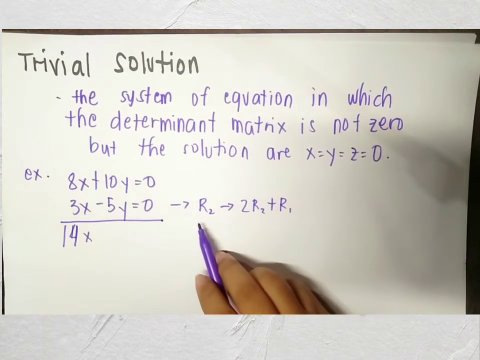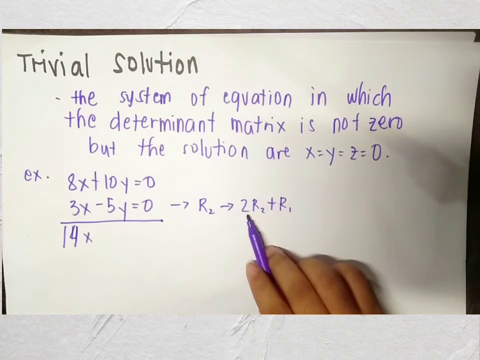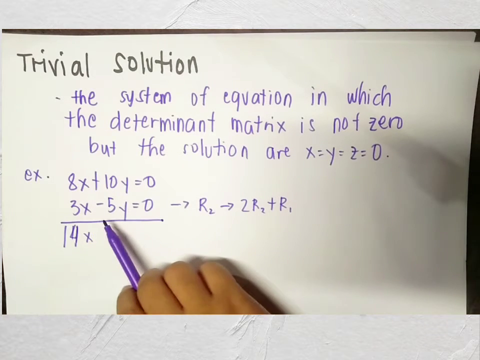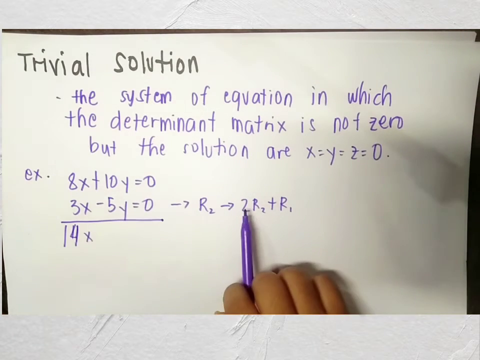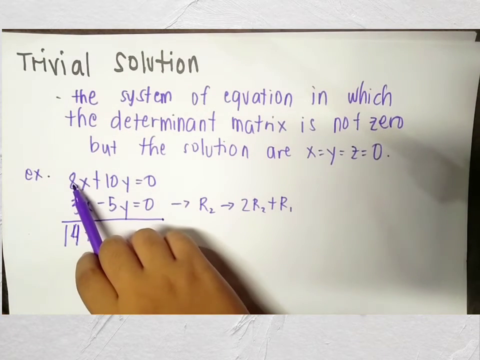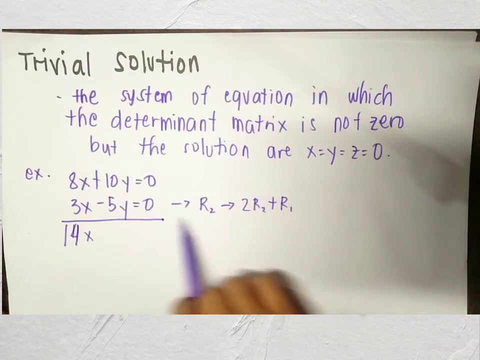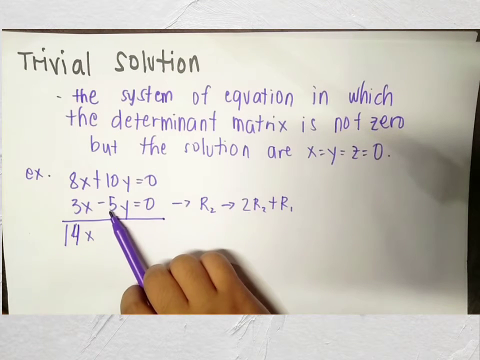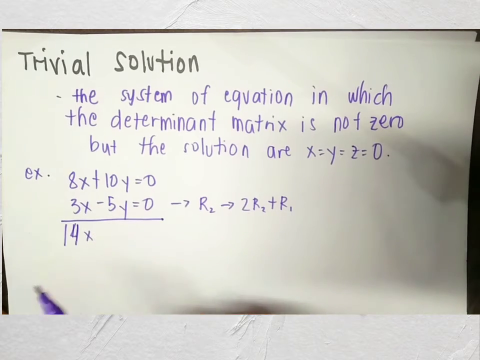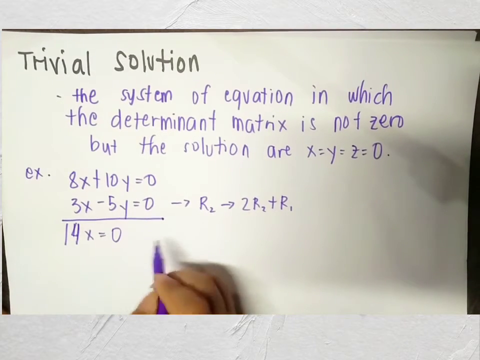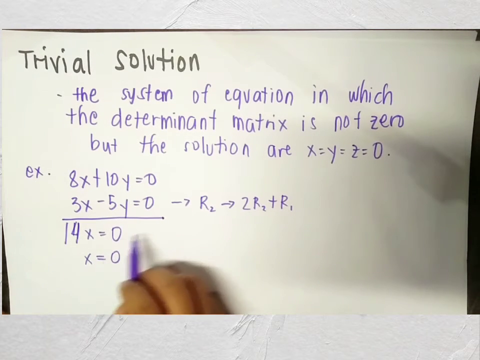So, r sub 2 is 2r sub 2 plus r sub 1. So, ito times natin sa 2 ang r sub 2, which is tong row 2. 2 times 3 is 6, plus r sub 1 is 8. 6 plus 8 is 14, which is 14x. And then, itong second part is 2 times negative 5 is negative 10. So, negative 5 plus 10 is 0. So, 14x is equals to 0. So, ang x natin ay 0 pa din once na times natin tong 14 to 0.